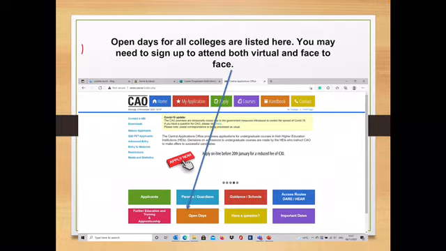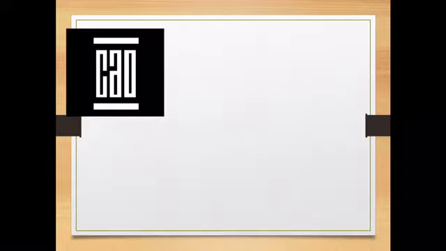Again, on the cao.ie, there's lots of information to be found, but there's also a list of all the college open days. You may need to sign up to attend both the virtual and the face-to-face college open days. So click on this link and each college will give you different instructions accordingly.